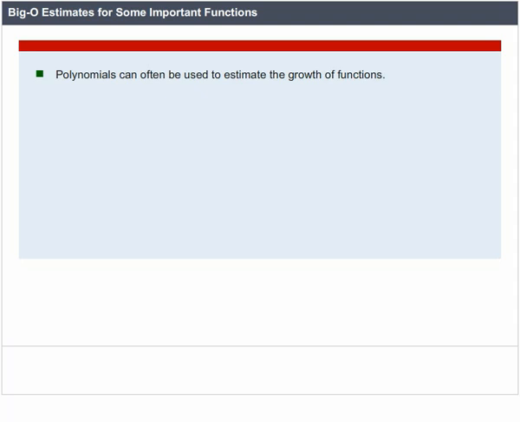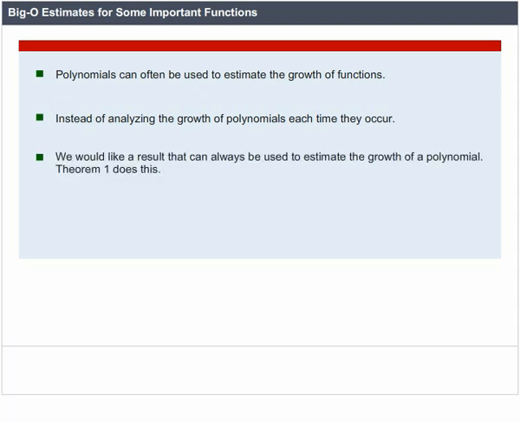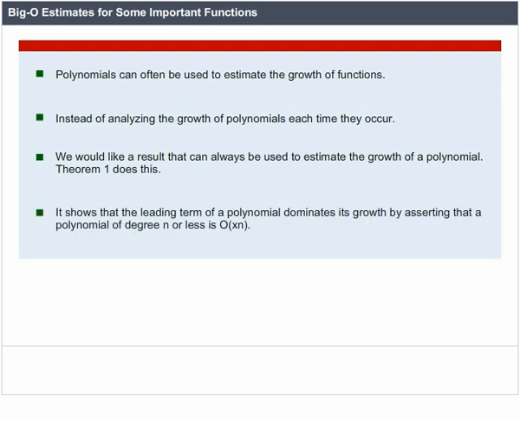Big O estimates for some important functions. Polynomials can often be used to estimate the growth of functions. Instead of analyzing the growth of polynomials each time they occur, we would like a result that can always be used to estimate the growth of a polynomial. Theorem 1 does this. It shows that the leading term of a polynomial dominates its growth by asserting that a polynomial of degree n or less is order of x^n, that is, O(x^n).